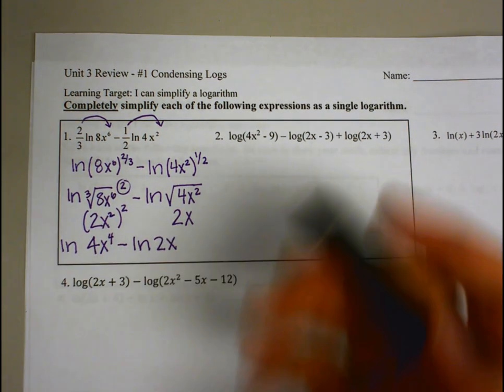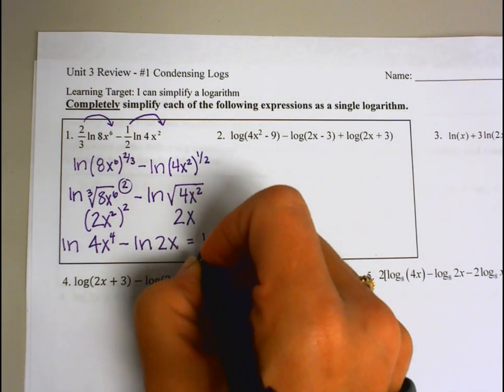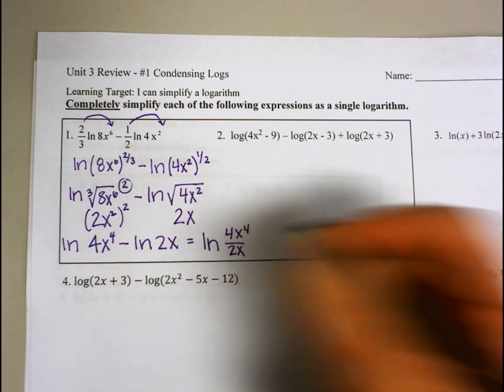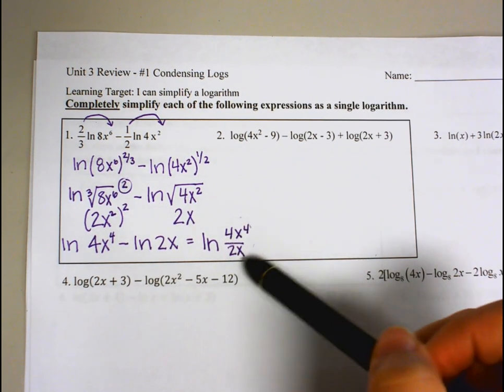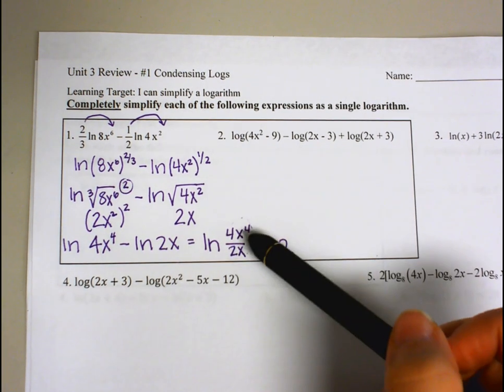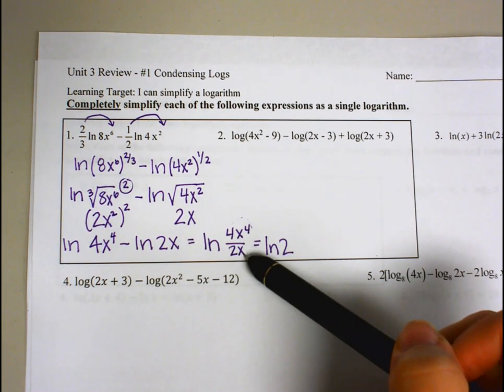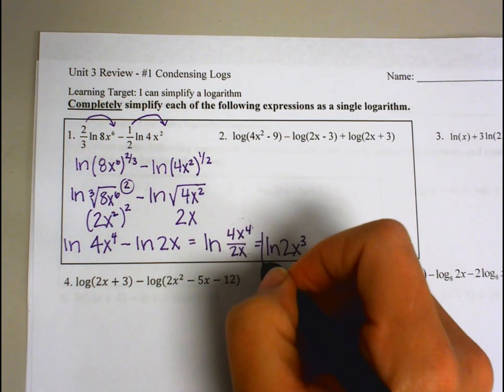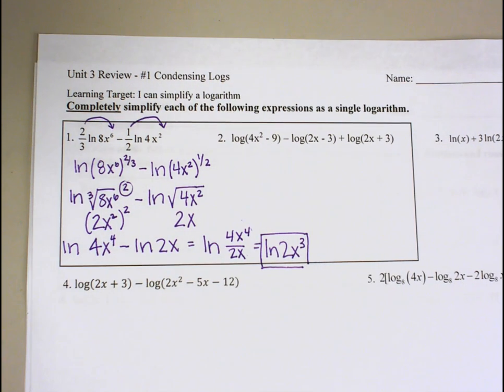Now the subtraction is telling me that I'm going to divide. So I have the natural log of 4x to the 4th divided by 2x. And then here I could simplify that even more. 4 divided by 2 would give me 2. And then I had 4 x's at the top, and I'm going to cancel 1 from the bottom. So that would mean I'd have 3 left. So this would be my condensed log.